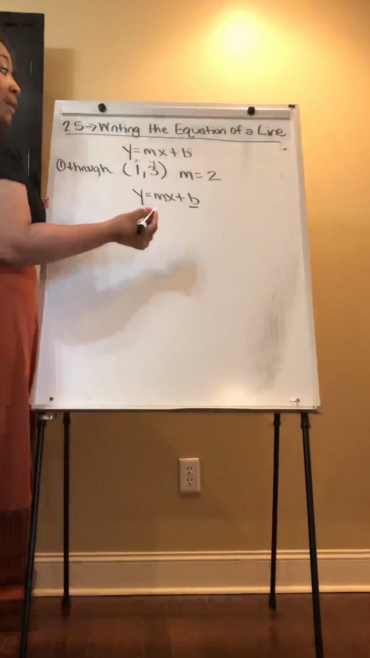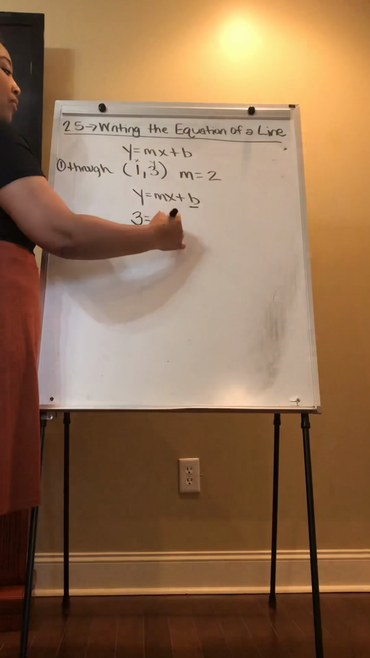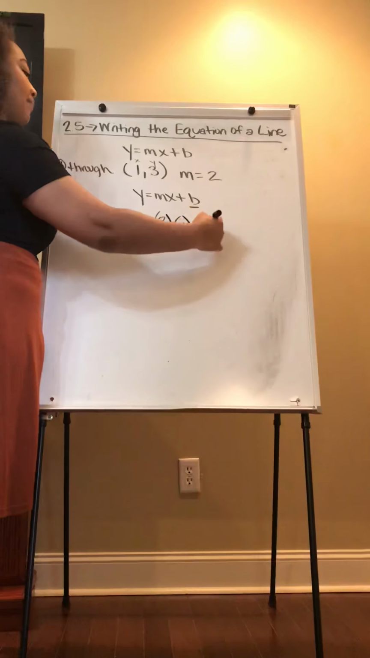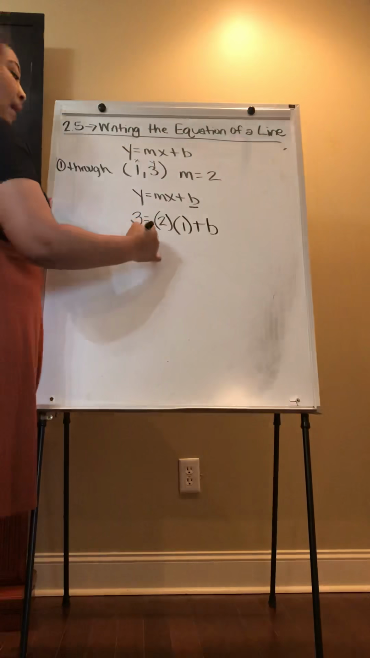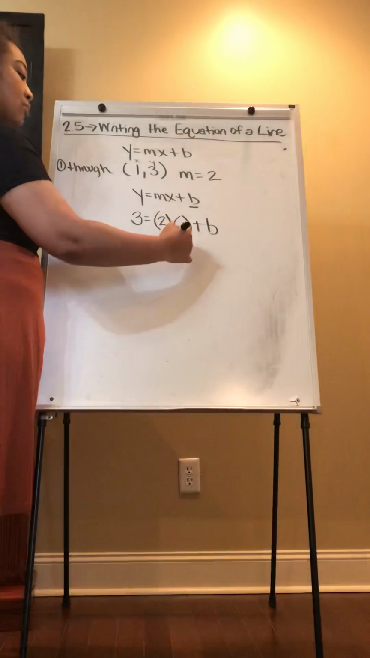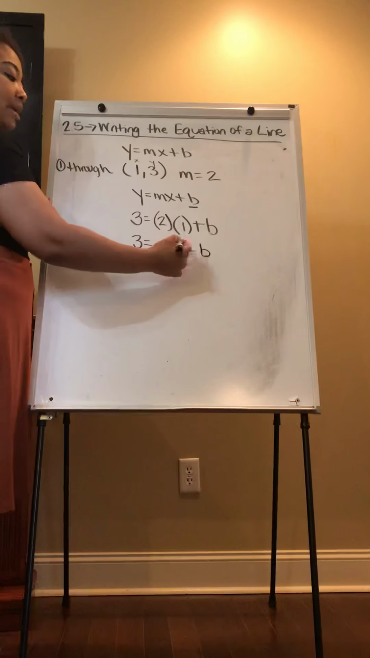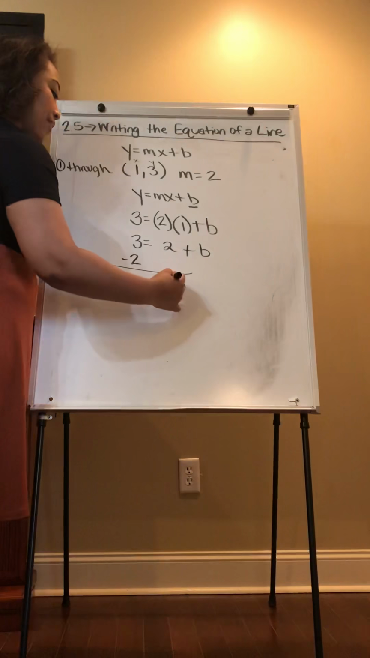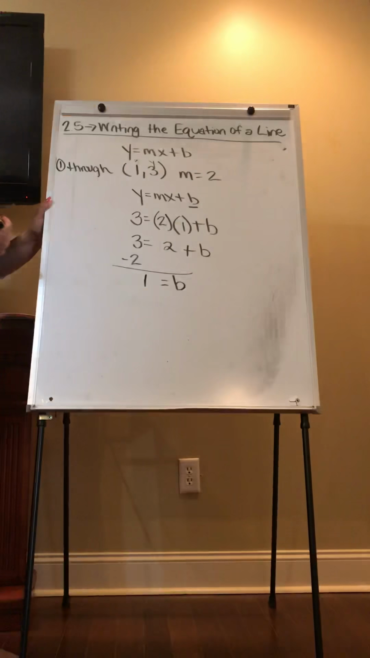So I'm just going to simply plug those three numbers in. For my y, I got 3. For m, I have 2. For x, I have 1 plus b, because that's who I'm solving for. So I have 3 equals 2 times 1 is 2 plus b. To get b by itself, you're going to subtract 2 from both sides. So 3 minus 2 is 1. So my y-intercept is 1.